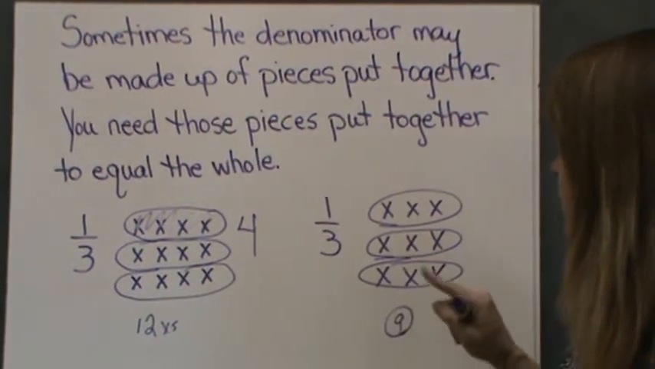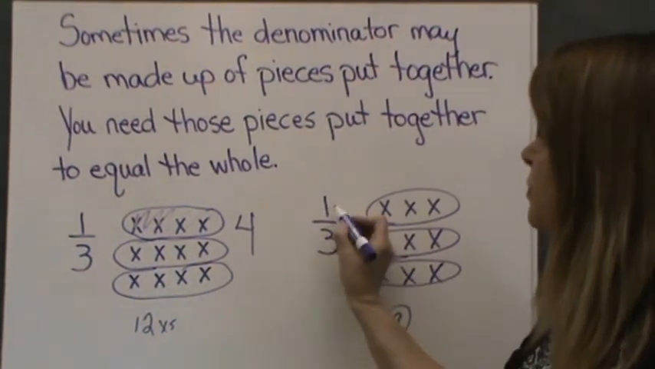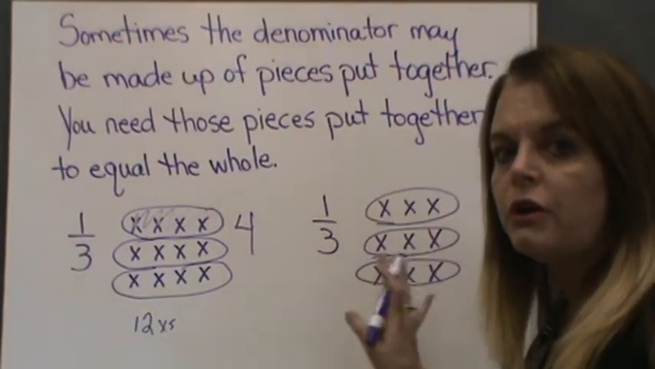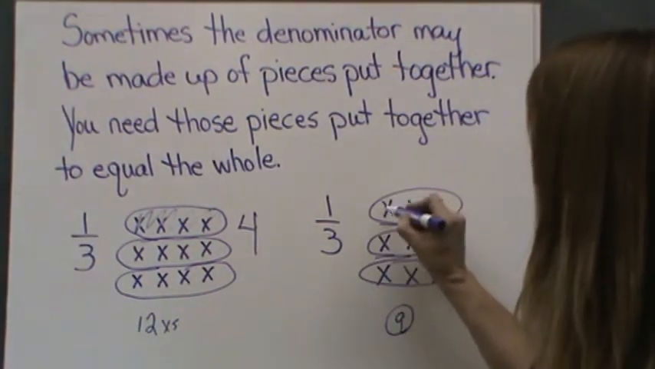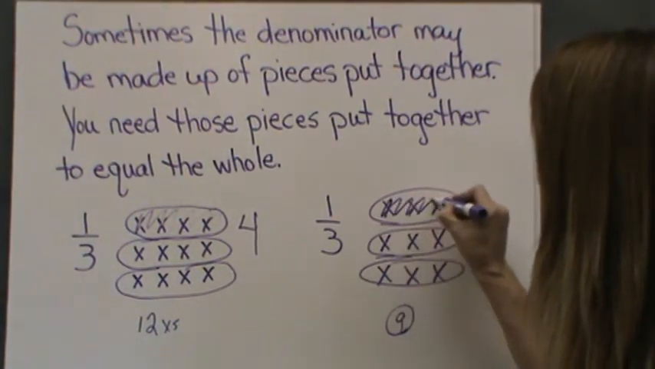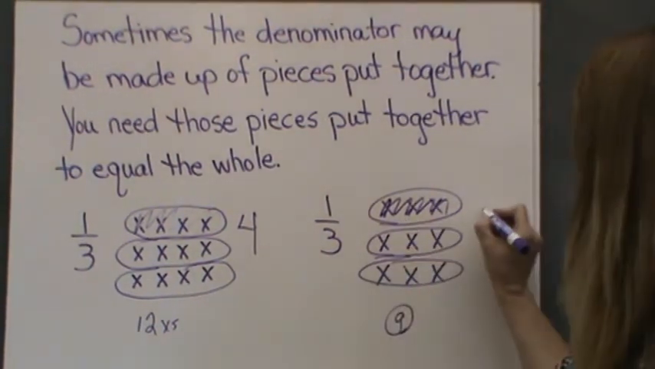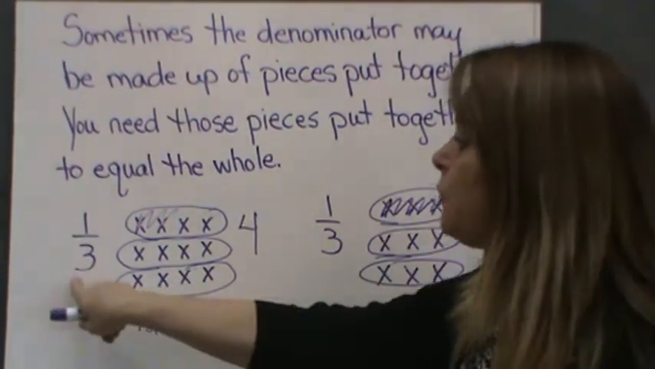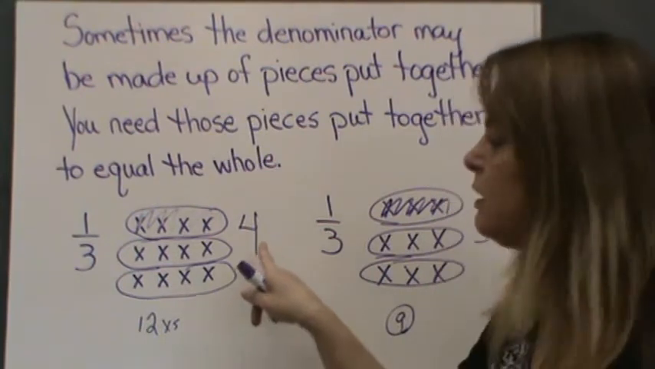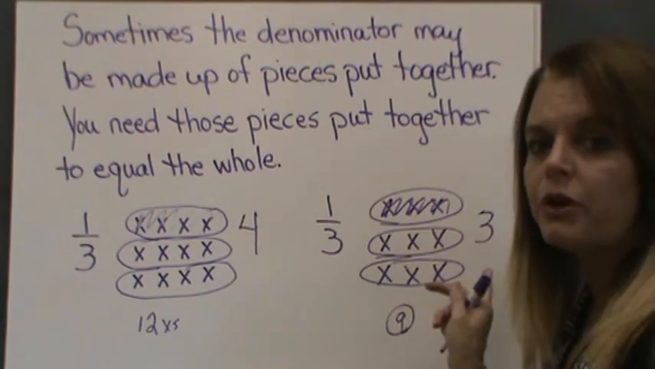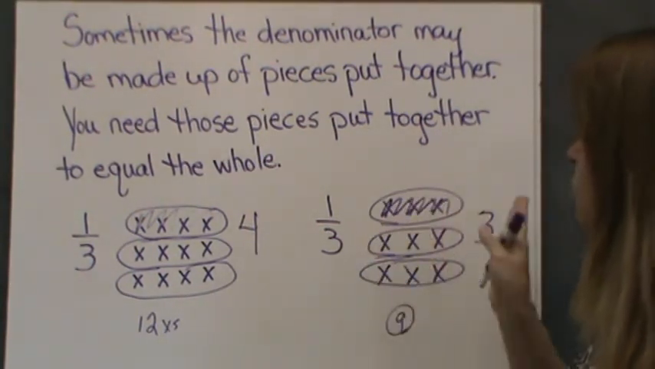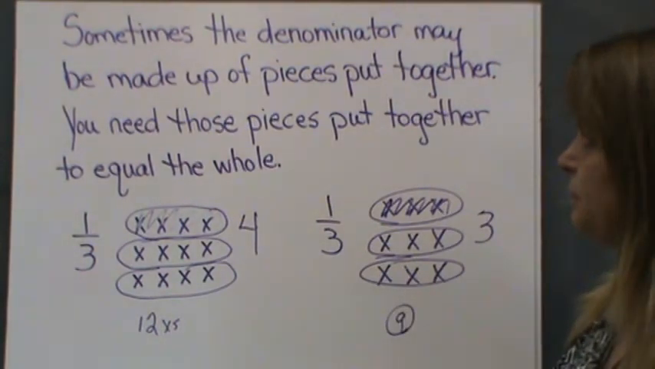1, 2, 3. So if I want to talk about 1/3 of 9, I'm going to be talking about this many. Well, how much is 1/3 of 9? 3. So over here, 1/3 was 4, but over here, 1/3 is 3. I have to know my total that I'm working with.